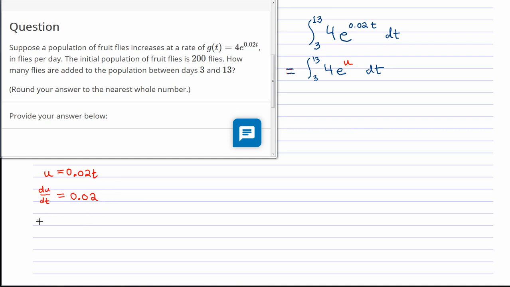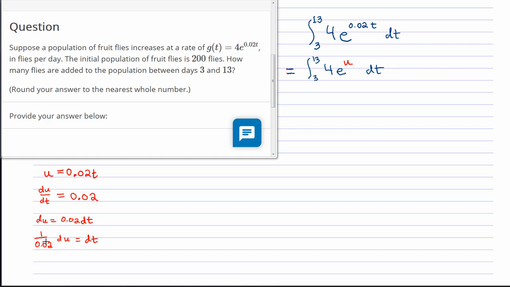And now I can multiply both sides by dt. So I get du is equal to 0.02 dt. What am I doing? No, not t, dt. It's dt. And then now I want to solve for dt, so I divide both sides by 0.02. So I have 1 over 0.02 du is equal to dt.